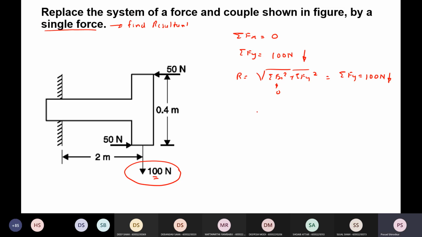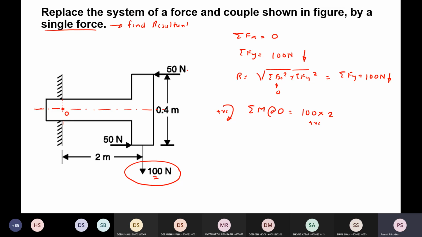Now find out the moment about. So let's consider this coordinate axis. Now the dimensions of this are not given, so we are going to neglect the dimensions. We are going to take this as origin. So O is the origin. So let's calculate moment about O, and let's say it is clockwise. One by one, let's calculate the moment. The moment of the 100 Newton force will be 100 into 2, and it is in clockwise direction, so that's why this is positive.